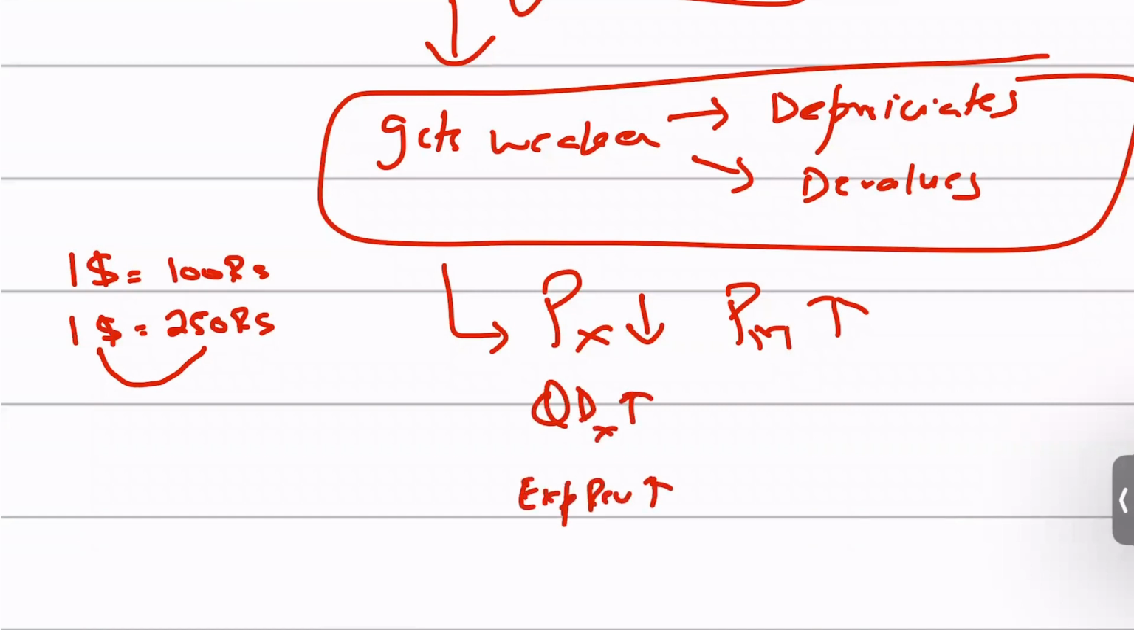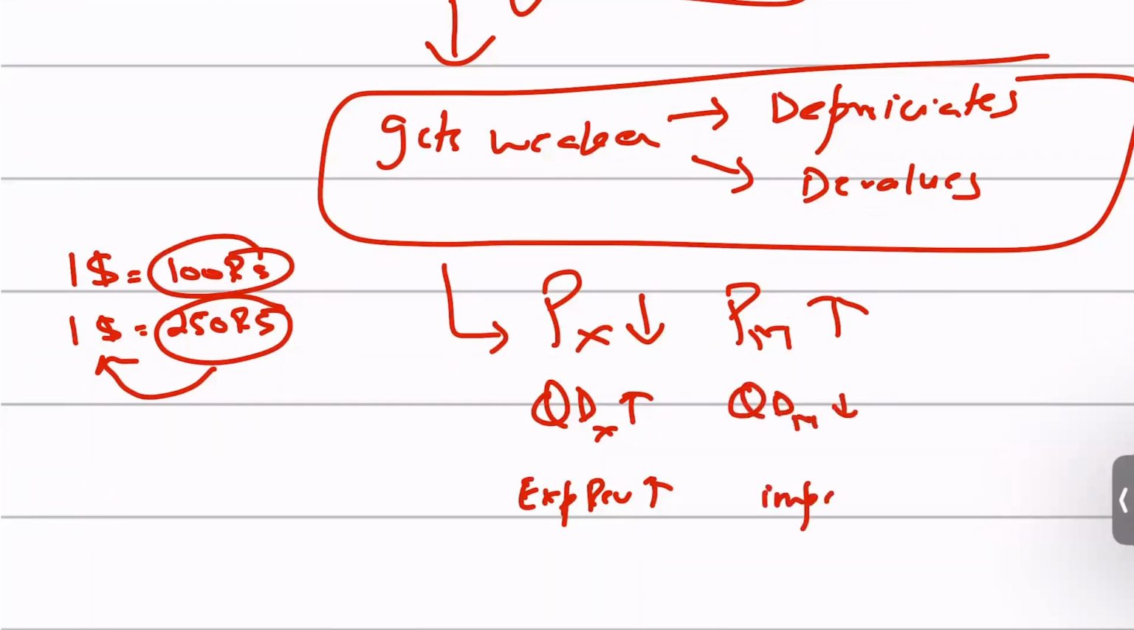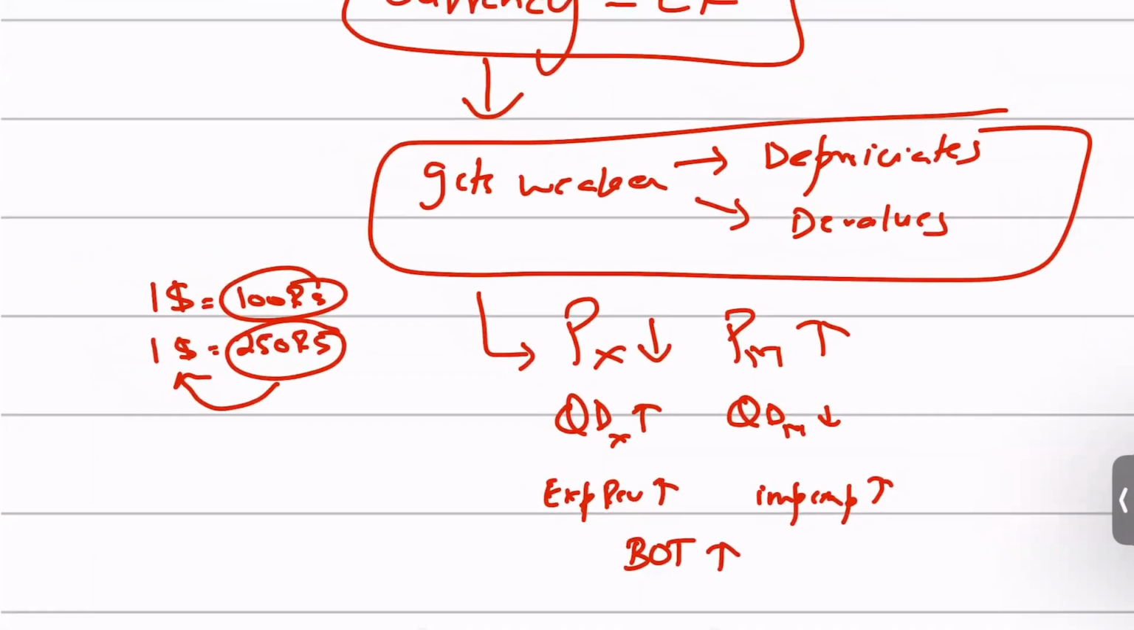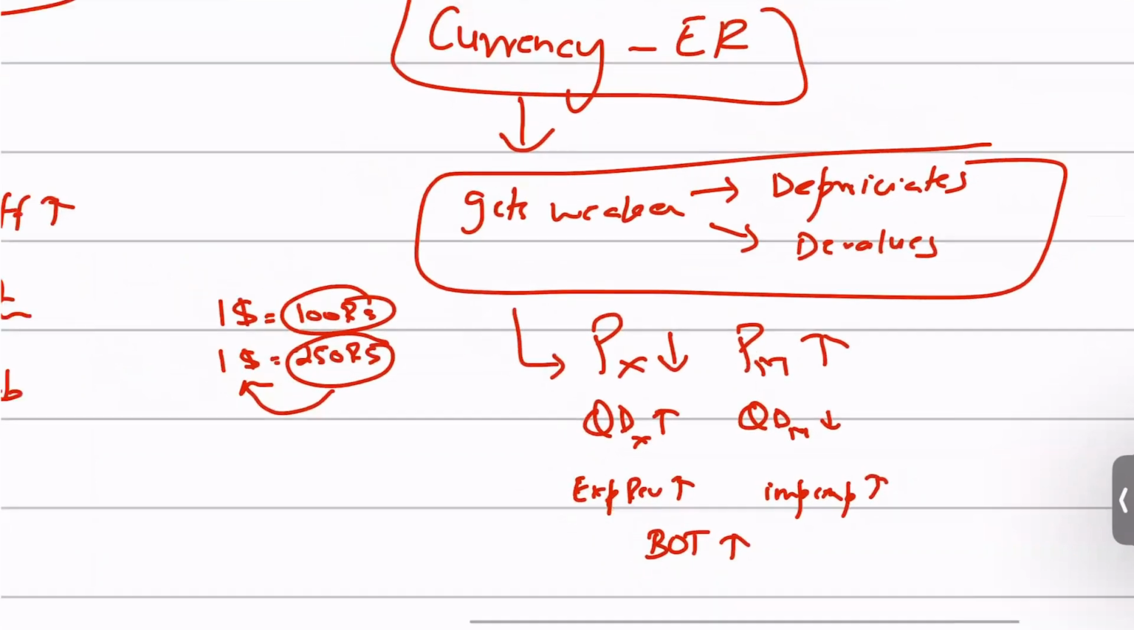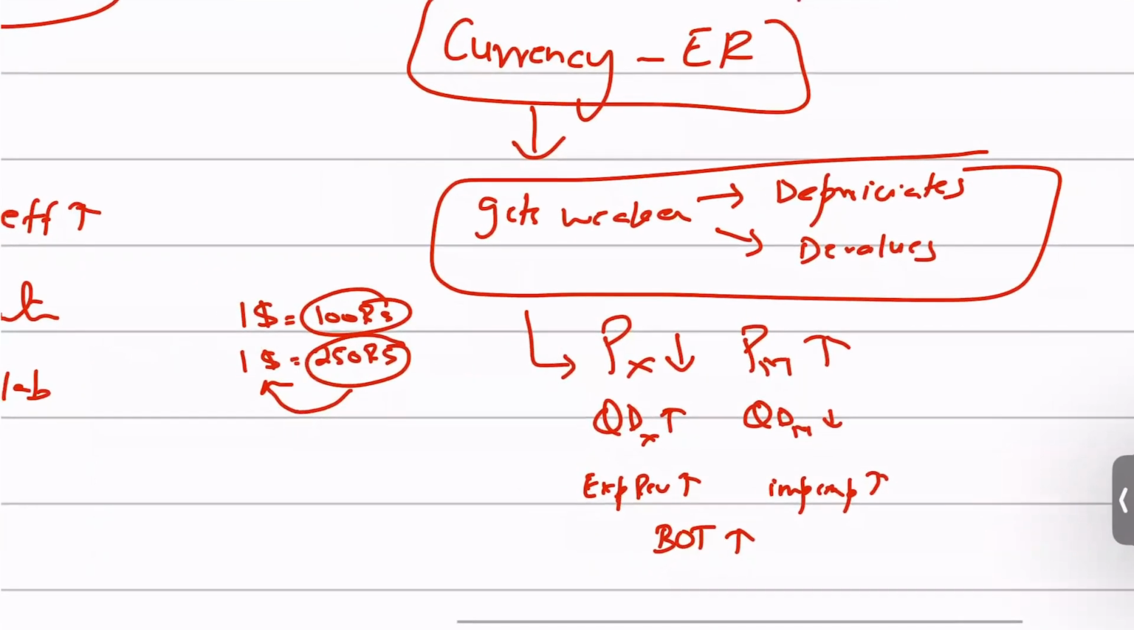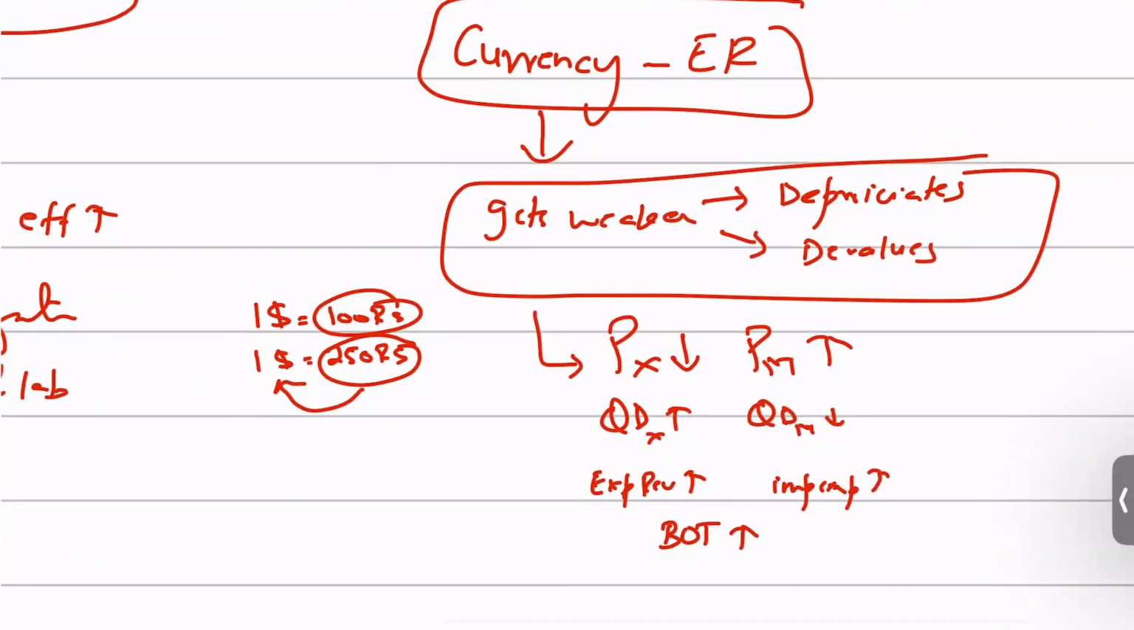And on the other hand, the imports would go down because now it would take us 250 rupees to buy $1 worth of goods, while initially it was only 100. So the quantity demanded for imports would go down and our import expenditures would go down. And that is one reason why the balance of trade in Pakistan could actually improve, because the price of exports is going down while the price of Pakistani imports is going up. And that could be because of the currency becoming weaker.